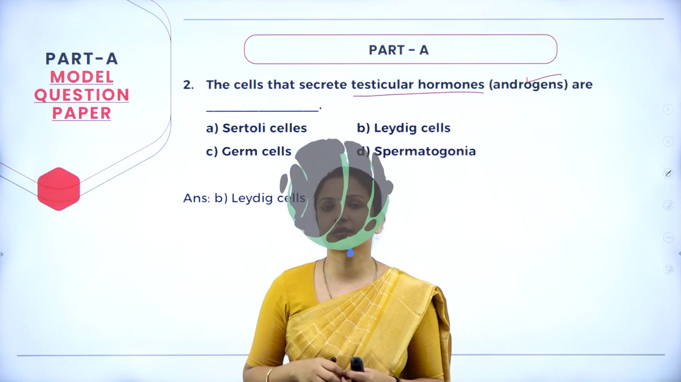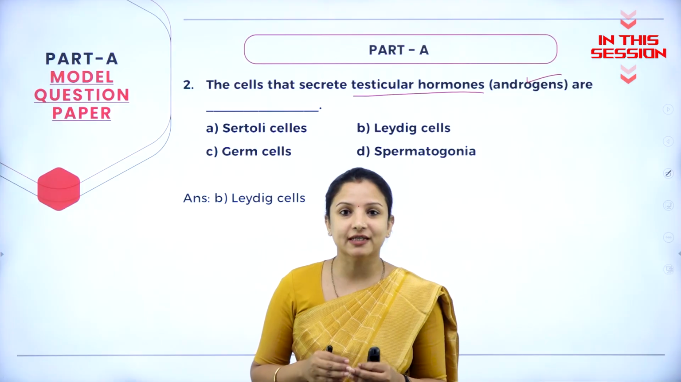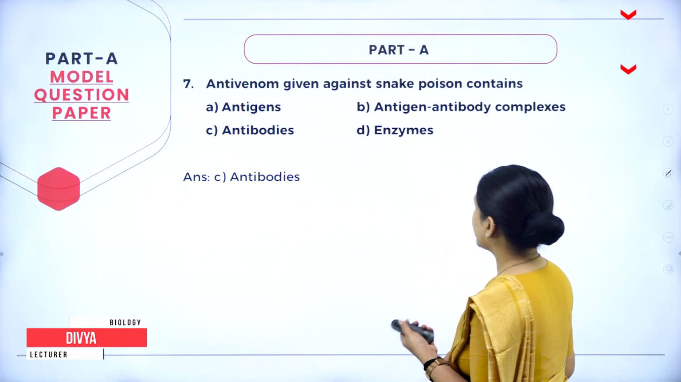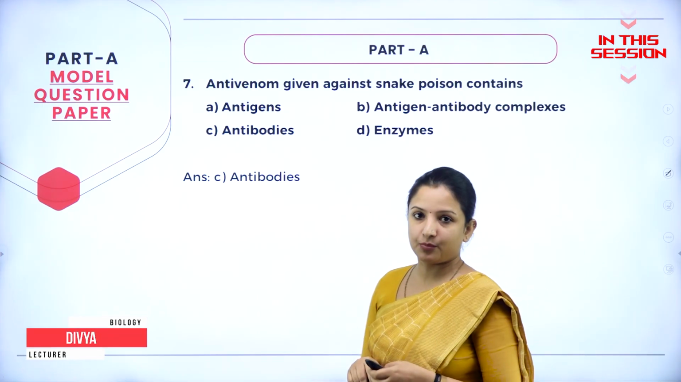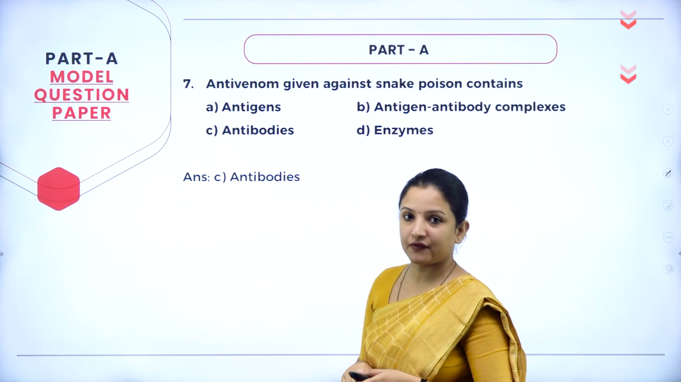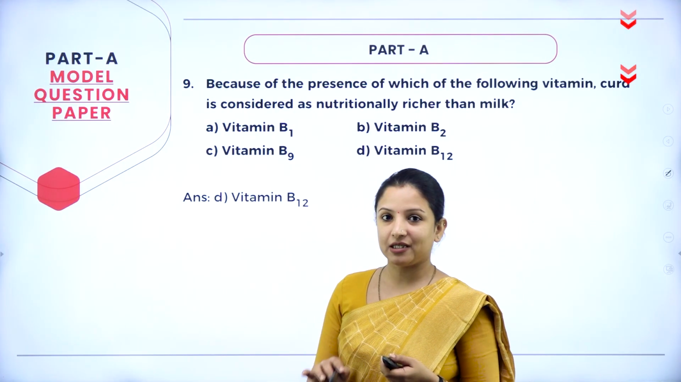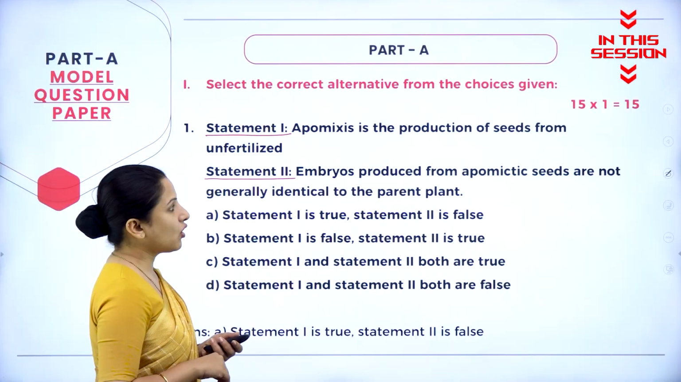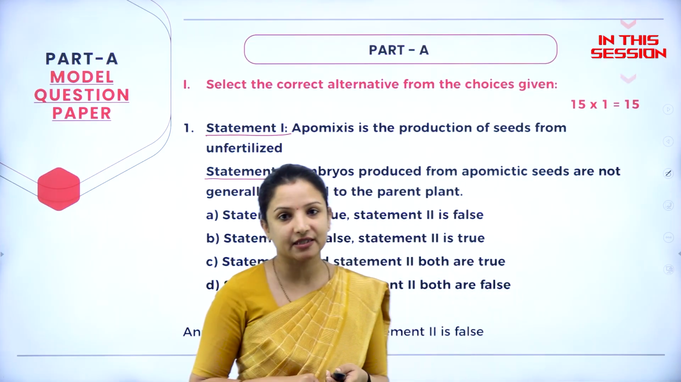Inside the testis there are about 250 compartments, which we call the testicular lobules. Antivenom given against snake poison, it is a passive immunity. In curd, there is Lactobacillus or lactic acid bacteria that converts milk to curd or helps in the curdling of the milk. So we all know that apomixis is nothing but seeds are produced without the fertilization process.